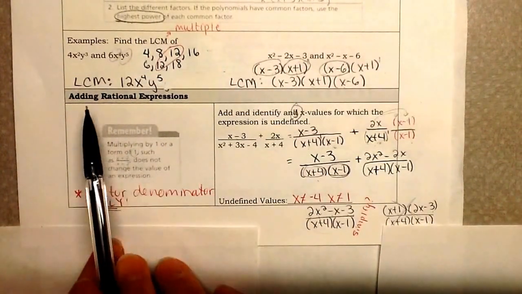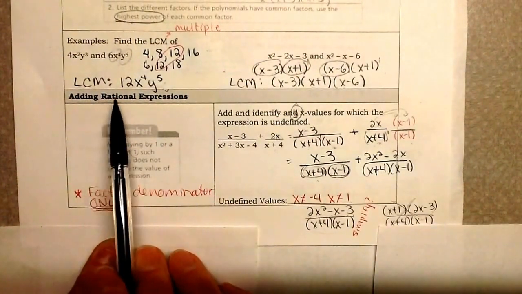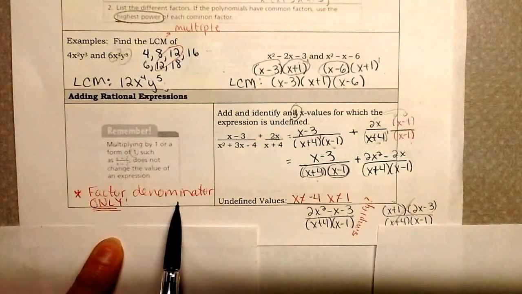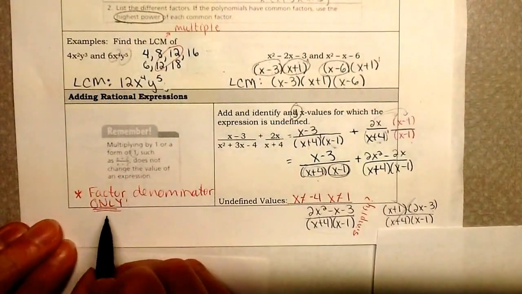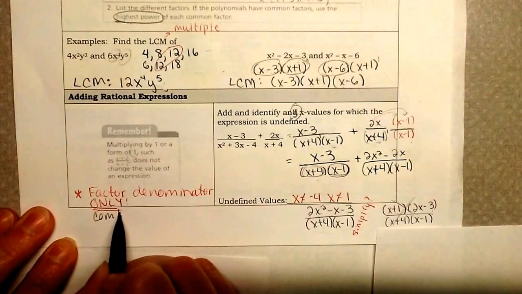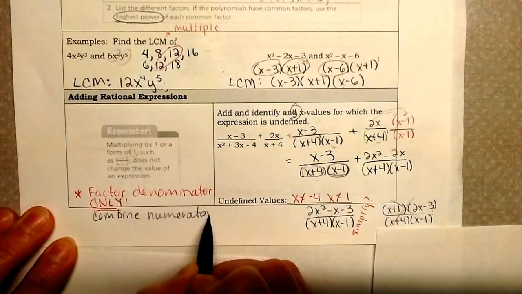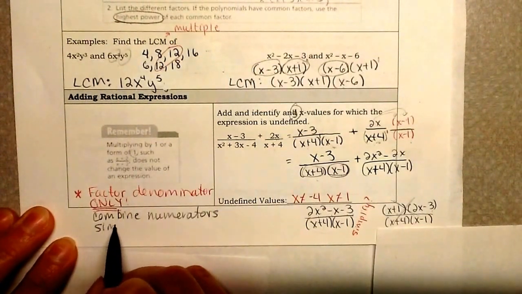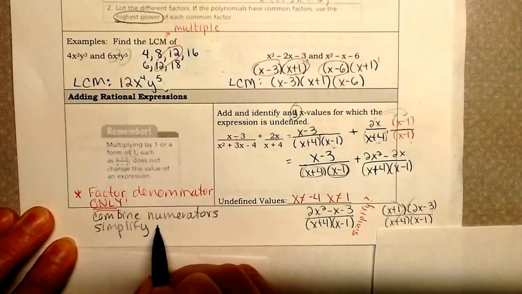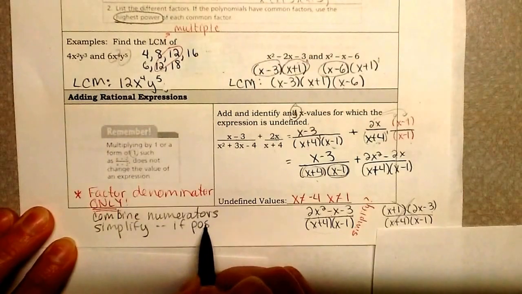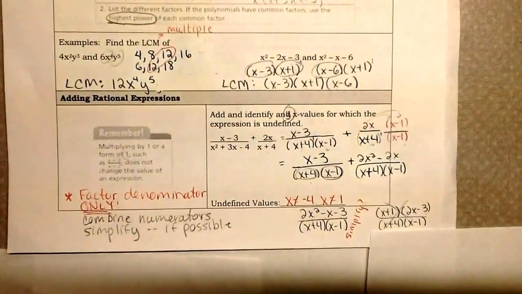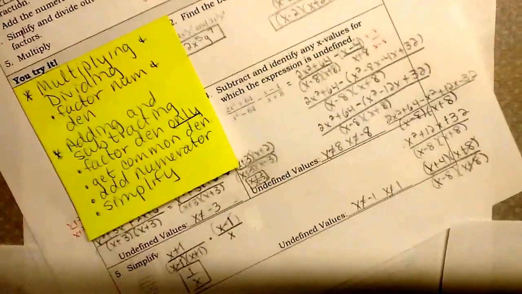Okay, so again, a reminder that when you're adding, you're going to factor the denominator only. Then you're going to combine the numerators and simplify, and that's if possible. Sometimes you are able to, and sometimes you're not.